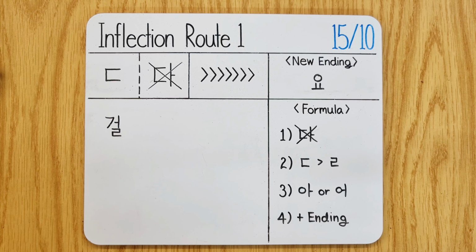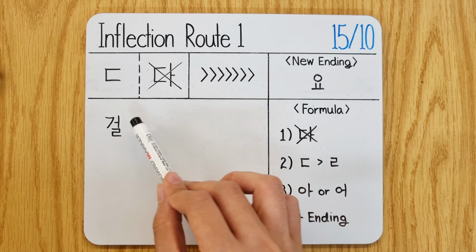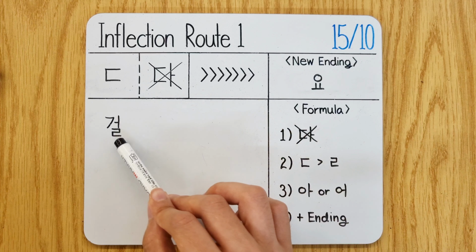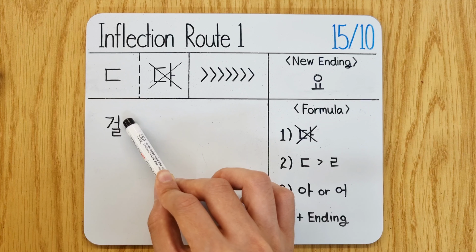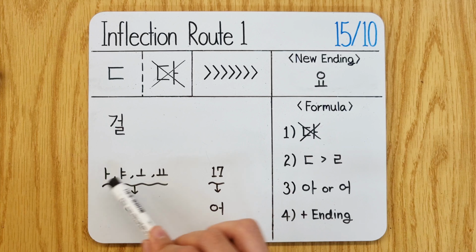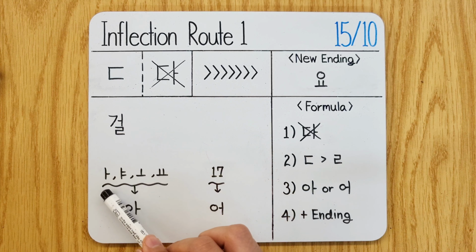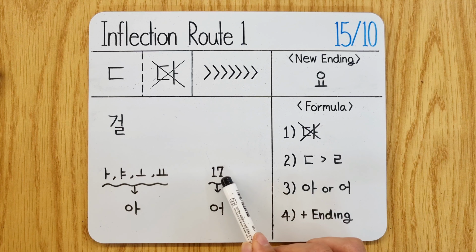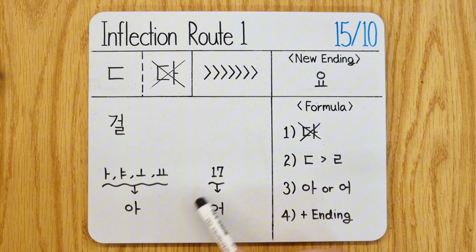Of course, what decides whether it's going to be a or all, once again, is always going to be the vowel that came right before the D consonant. Yes, the D has been changed into R, however, it was originally D, so take a look at the vowel that came right before the D consonant. The vowel all is not one of the 4. It is not a, ya, o, or yo. In other words, it is one of the other 17. Therefore, the irregular middle section this time will look like all.